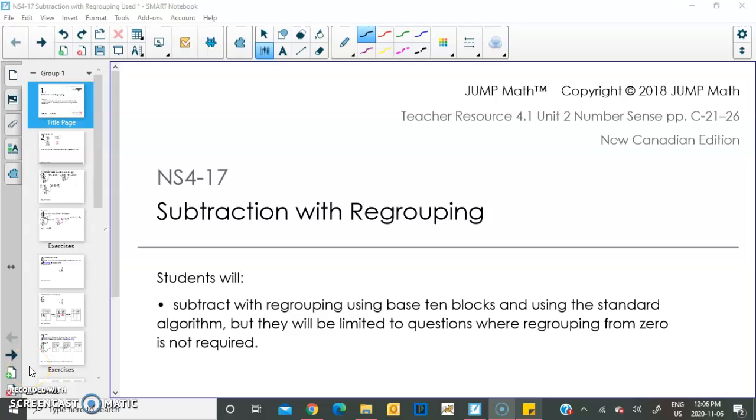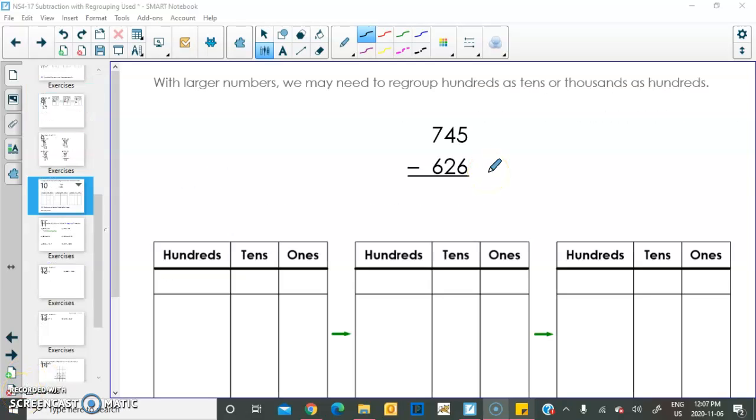Hello, grade 4s. Today we are going to continue learning about subtraction with regrouping. I want you to make sure you have a piece of paper and a pencil handy, or a whiteboard if you have one. Listen for Miss Hollinger to say, pause the screen, and press that pause button and do all the questions on the screen for extra practice. Okay? Let's get started.